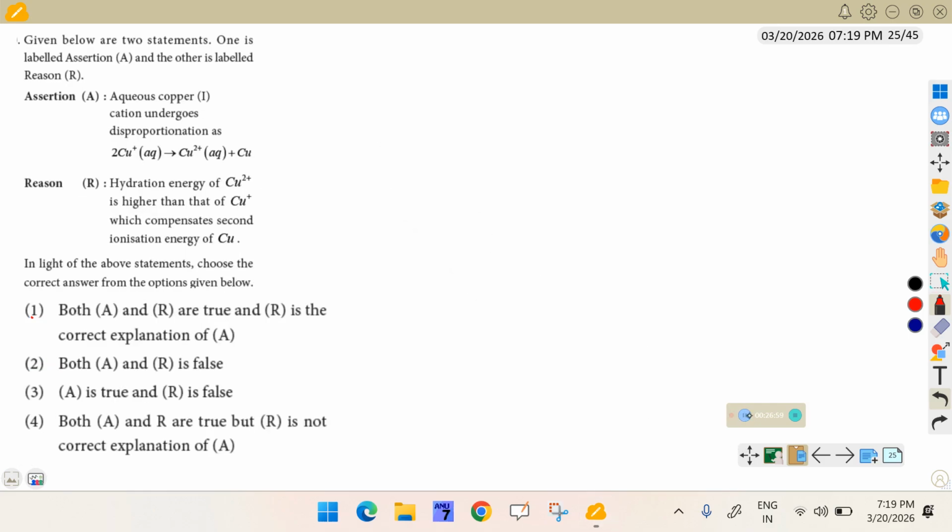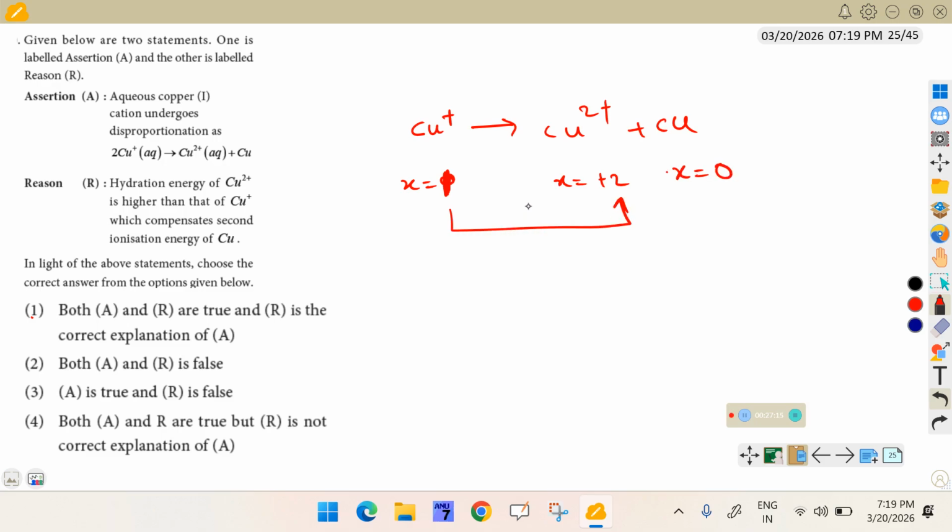Cu plus gives rise to Cu2 plus plus Cu. Oxidation states: 0, plus 2, plus 1, plus 2, 0. Plus 1 to plus 2, this is oxidation. Plus 1 to 0, the process is reduction. The same element undergoes both oxidation and reduction, so this is considered a disproportionation reaction. Hydration energy of Cu2 plus is higher than that of Cu plus. Yes, this is also correct. A is true, R is true, R is the correct explanation for A.